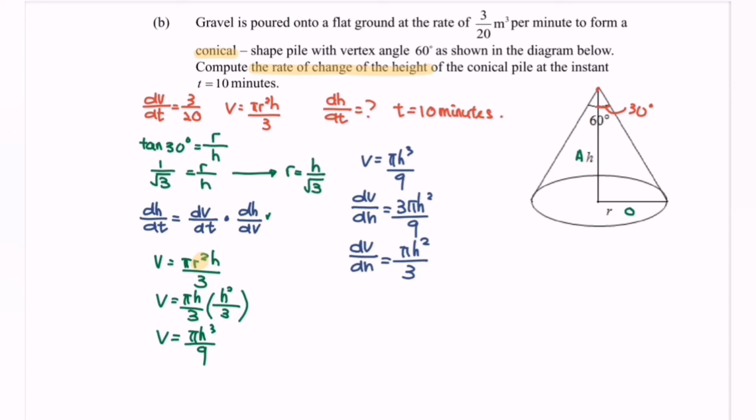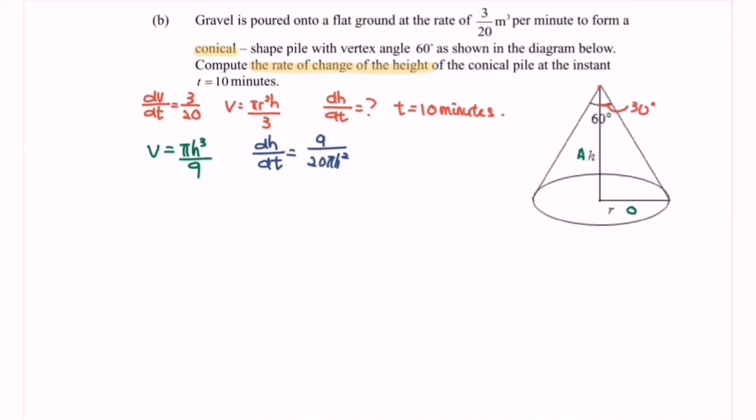Next, we are going to substitute the situation. dh/dt is equal to dV/dt, where we have 3 over 20, multiplied with dh/dV, where we have to flip the situation, so we will have 3 over pi h squared. Finally, simplify the situation, dh/dt is equal to 9 over 20 pi h squared.